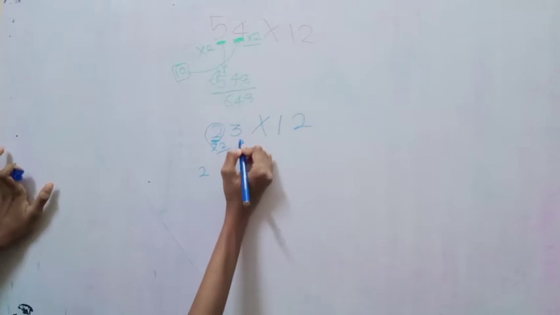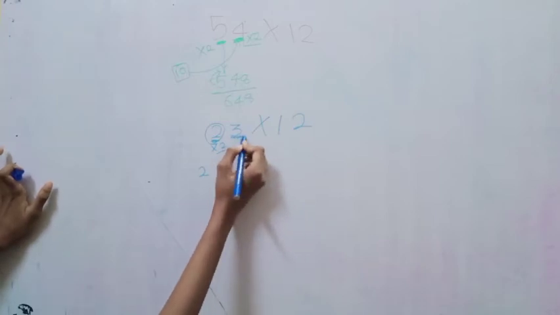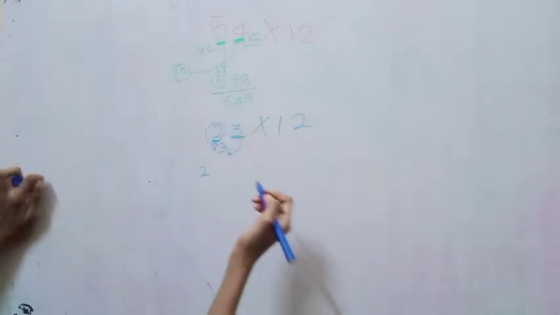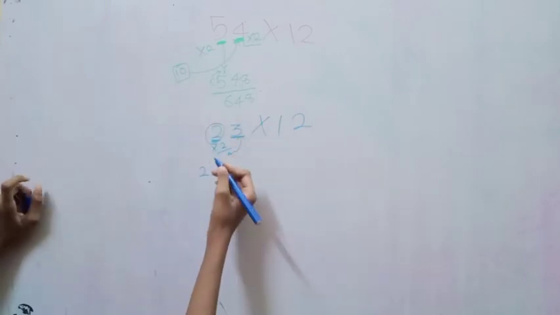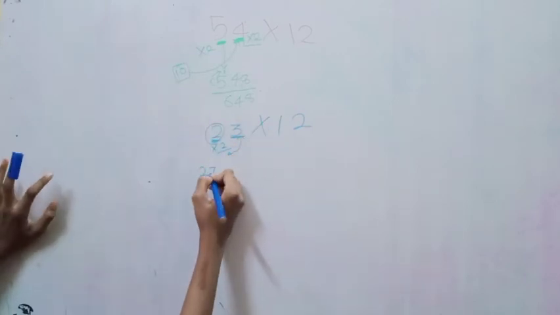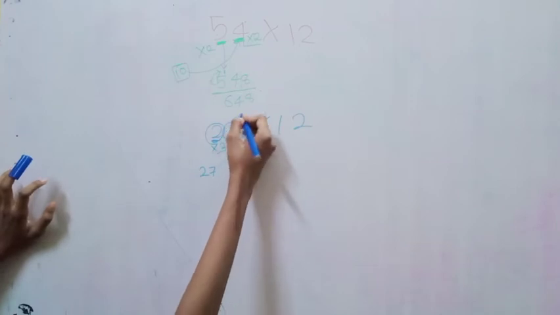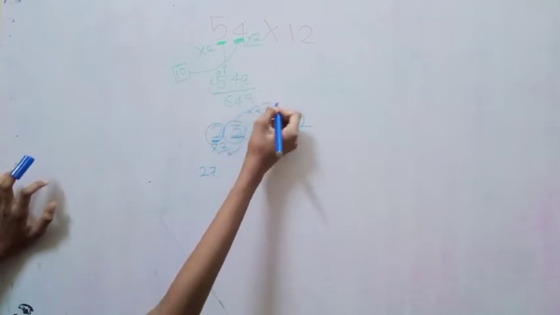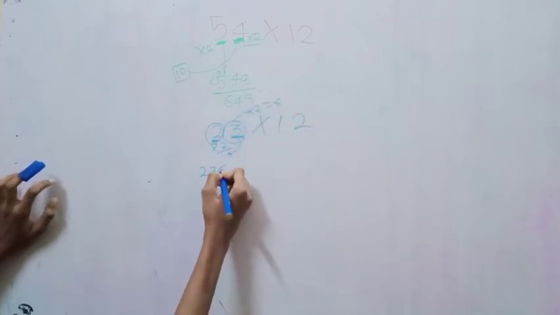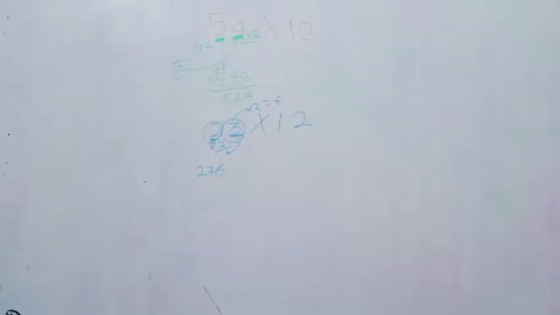Now to 4 add up the next digit. The next digit is 3. So 4 plus 3 would be 7. Now multiply this 3 with 2 as well. So 3 2s are 6. So write this 3 as 6 as it is. Your answer would be 276. How easy was that? Moving on to our next question.